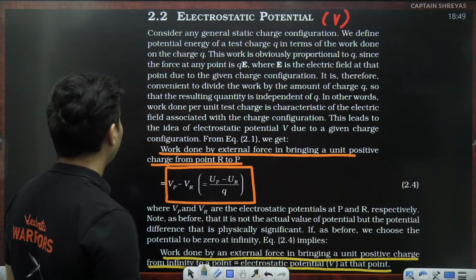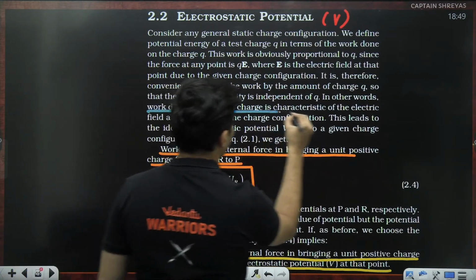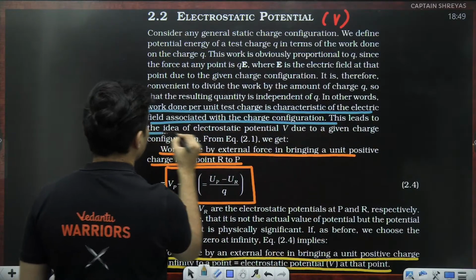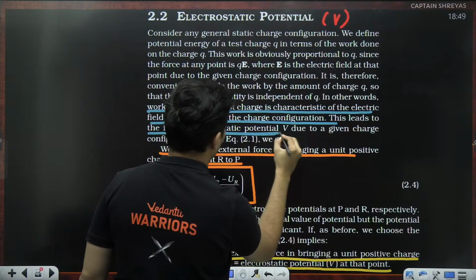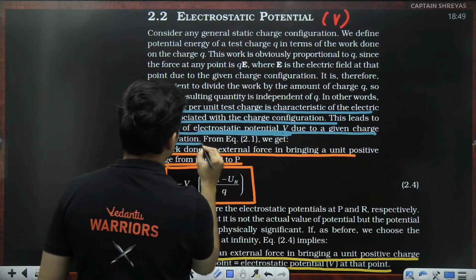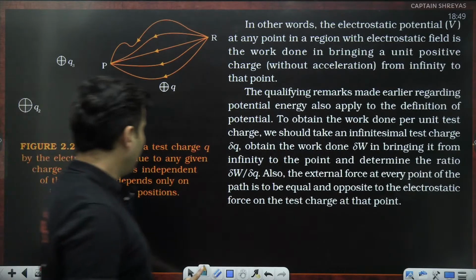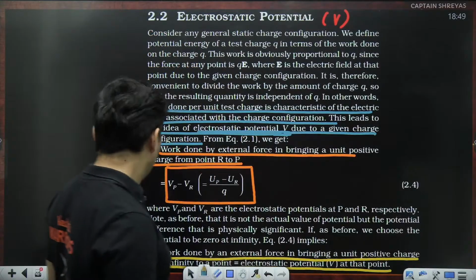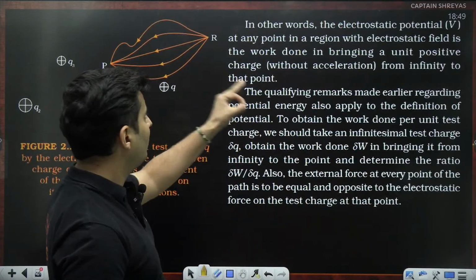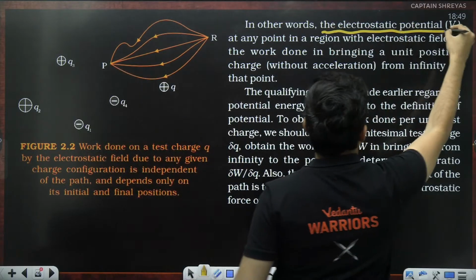Also, in other words, work done per unit test charge is the characteristic of the electric field associated with the charge configuration. This leads to the idea of something called as electrical potential due to a given charge configuration. Okay. In other words, electric potential, don't worry, I will explain everything. First, I am marking all the important lines over here. The electric potential at any point in a region with electric field is the work done. Again, the same thing.